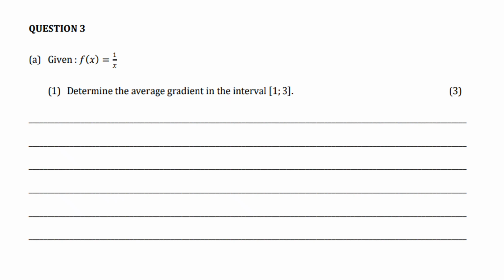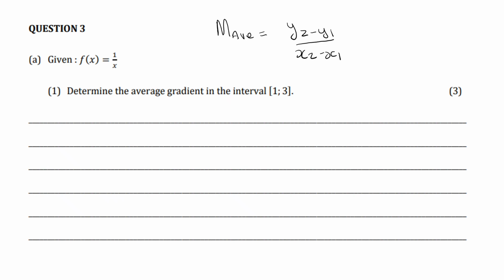So this is question 3 and the one asks, okay, we are given f of x which is 1 over x and they want you to determine the average gradient. So now what I need you to remember is the formula for the average gradient. I'm just going to call this M average. So the average gradient is equal to y2 minus y1 over x2 minus x1.